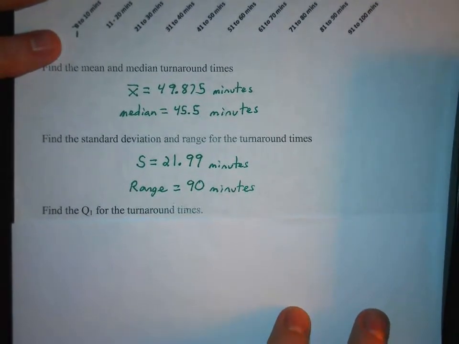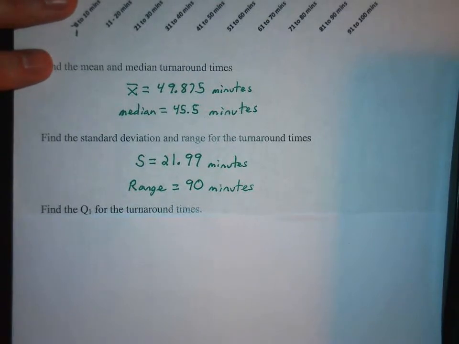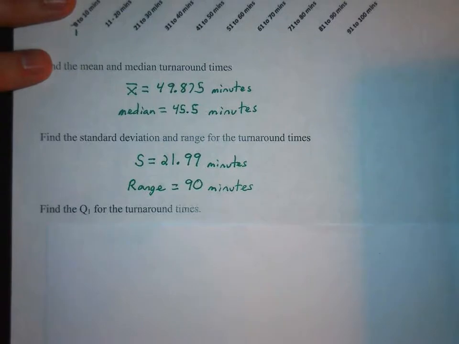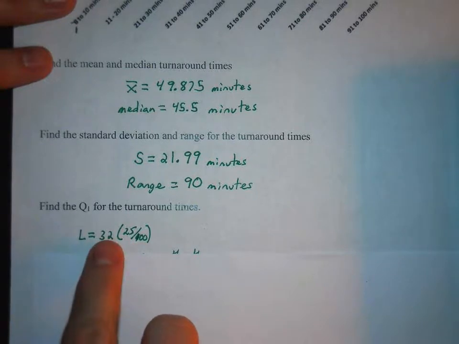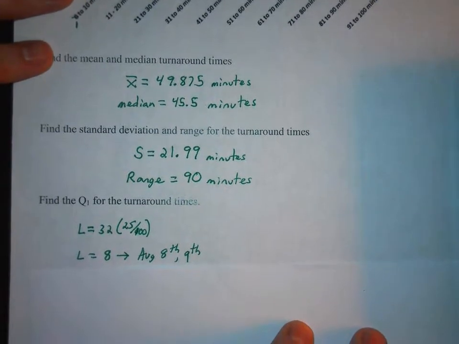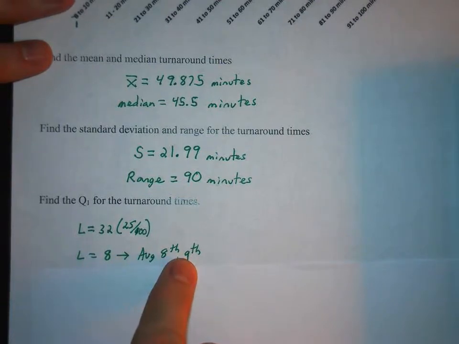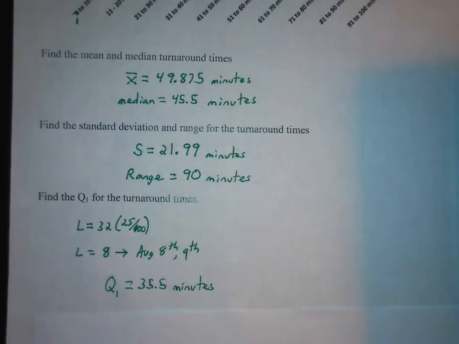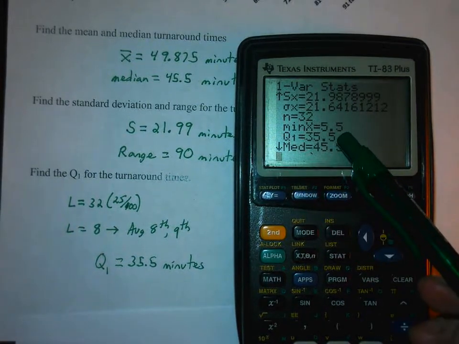And then to find Q1, the first quartile, it's very similar to the 90th percentile in that you do the same process. Q1 is 25% of the data values, so that's 25 hundredths, and there's 32 data values. You end up getting 8 when you do that. So that means you average the 8th and the 9th data value, and when you do that, you end up with 35.5 minutes. And your calculator actually gives you the quartiles. It gives you the 5-number summary, so that does match up.